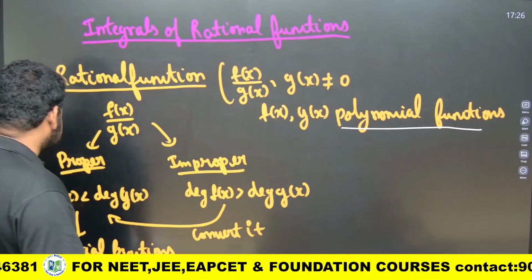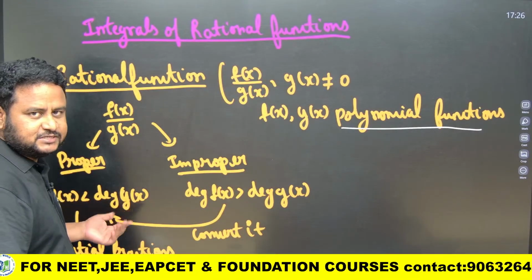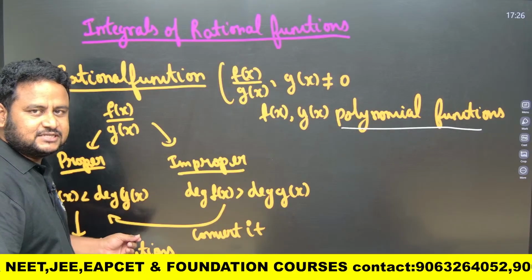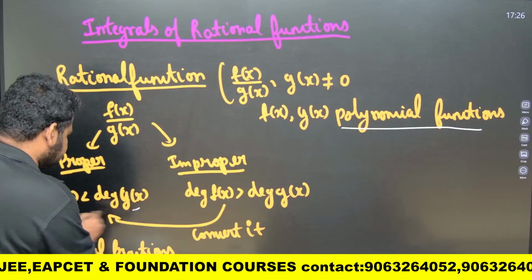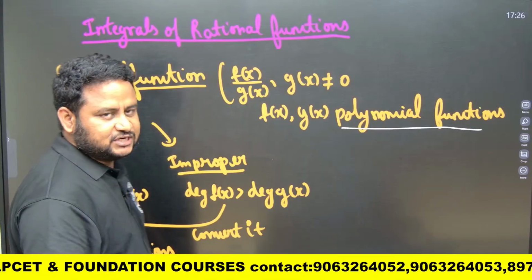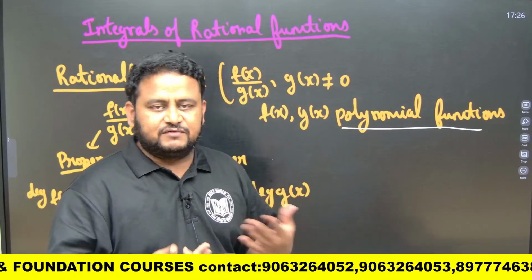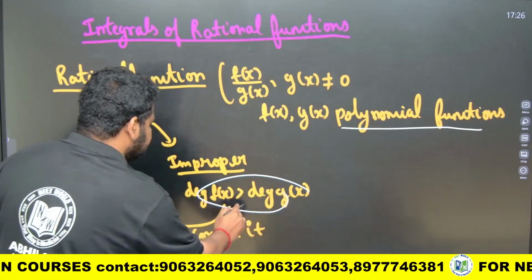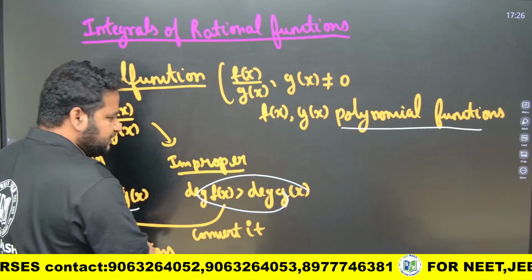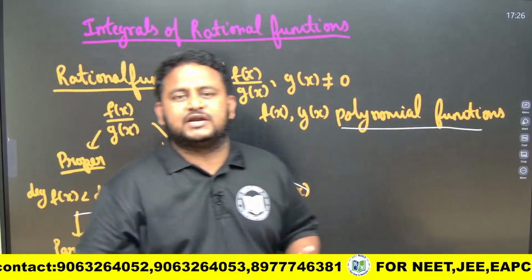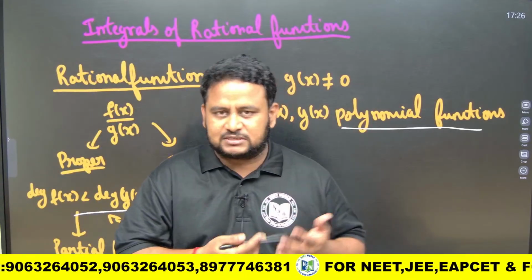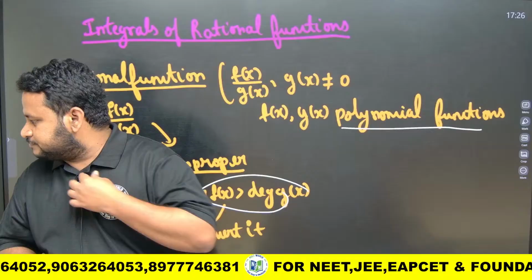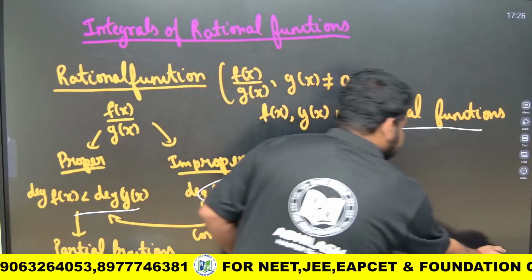Proper fraction means the degree of the numerator is less than the degree of the denominator. That is what is given here. Or if it is an improper fraction, that is, the degree of the numerator is greater than the degree of the denominator, then we have to convert this improper fraction into a proper fraction. For that we will use the long division method, which we will see when we solve some questions. Okay, alright. Now let us start with some questions.